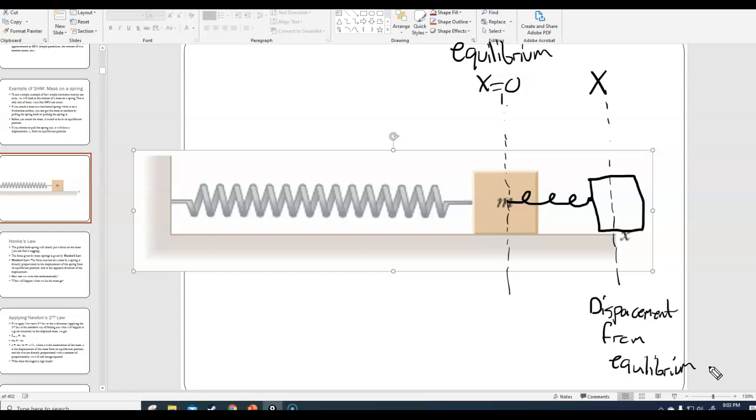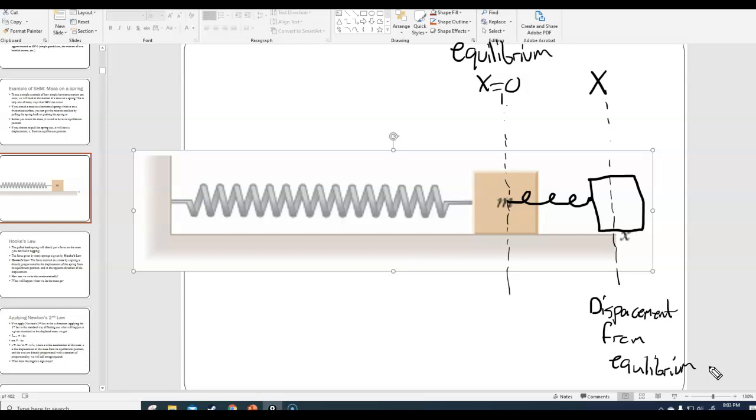And displacement from equilibrium is a vector. In this case, it would be pointing to the right because the spring was pulled out to the right. If you had pushed the spring in, then it would be pointing to the left. Okay, so displacement from equilibrium, that is what x is.